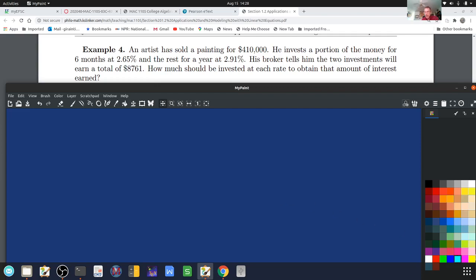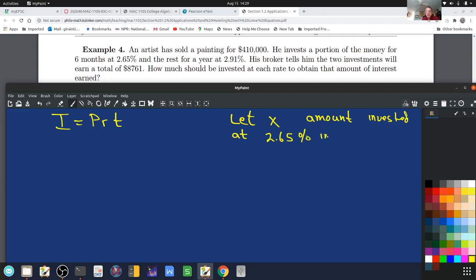So clearly our guiding equation here is going to be interest. Interest is equal to principal times rate times time. Time is going to be in years. And we've got to decide where our unknown is. Let's let x be the amount invested at 2.65% interest.